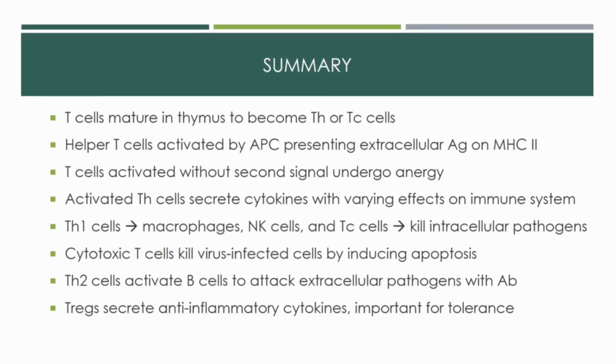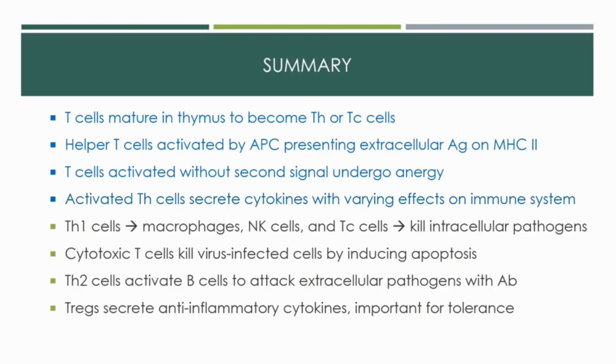Let's quickly recap what we've learned in this lecture about cell-mediated immunity. We learned that T-cells undergo both positive and negative selection as they mature in the thymus and become either helper or cytotoxic T-cells. Helper T-cells are activated when extracellular antigen is presented by antigen-presenting cells, and we know this is done by MHC class II binding CD4. T-cells activated without a second signal undergo anergy, and this is a mechanism of peripheral tolerance.